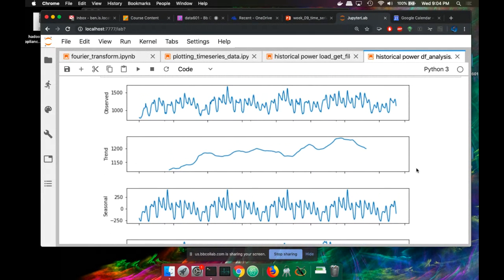So it's highly likely that this trend is more relevant to us, because we don't care about the daily and weekly trends. Figuring out what the actual trend you care about is, that's the fun part.